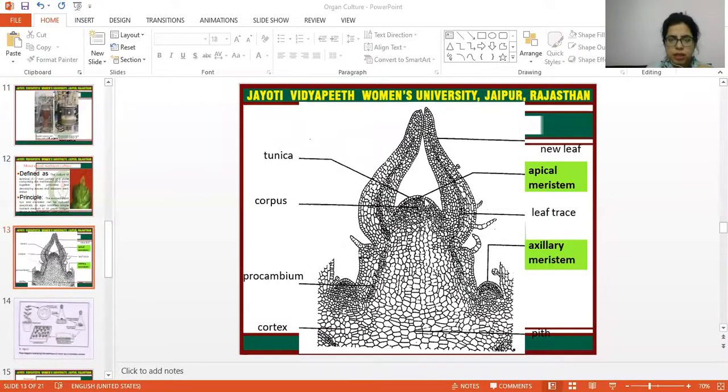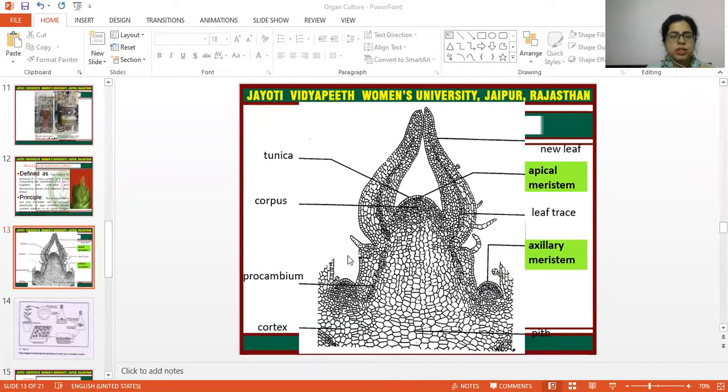For apical meristem culture, you have to know about the shoot apex and apical meristem. Here I'm sharing the structure of the apical meristem of the shoot. You can simply see this region is known as the apical meristem, which is covered by the tunica, and this region is known as the corpus, and these structures are known as leaf traces. Just below the apical meristem there are some axillary meristems, and these two primordia are known as new leaves, and this region is the cortex and this one is the pith.